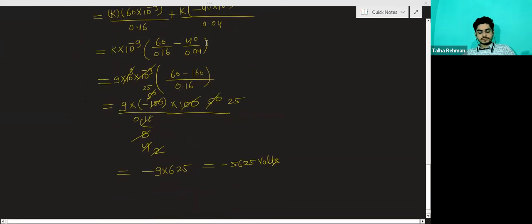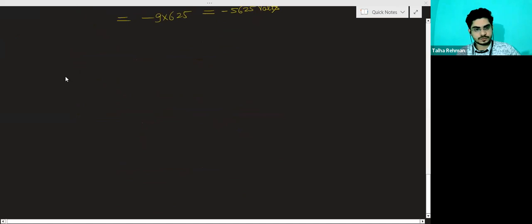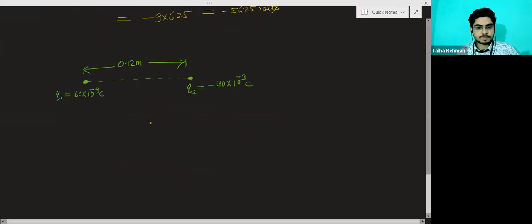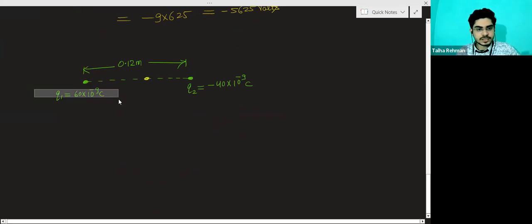So last question we will solve. After that they are saying find a point on the line joining the two charges where the electric potential is zero. Very easy. Means suppose that point is here. That point is here. And this point is at a distance of suppose x.